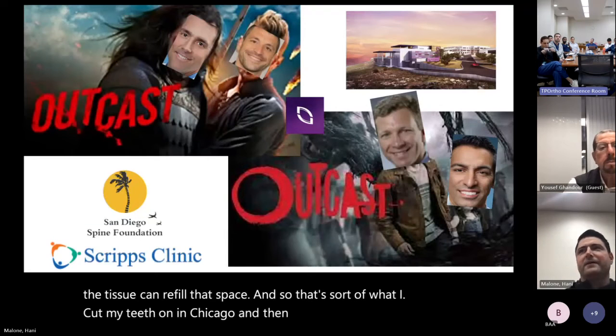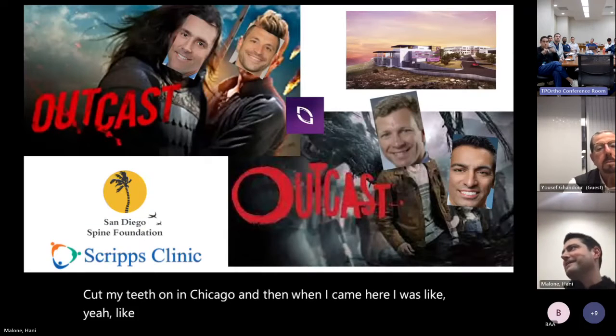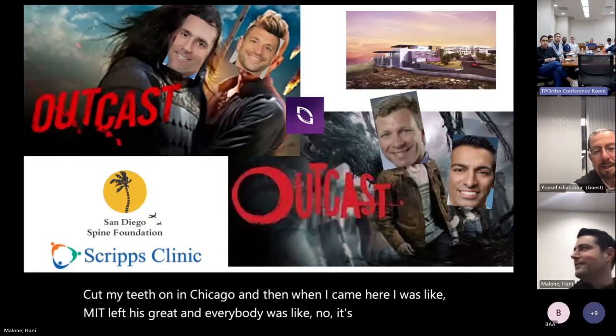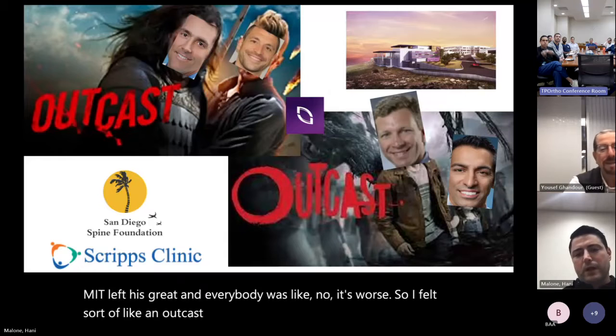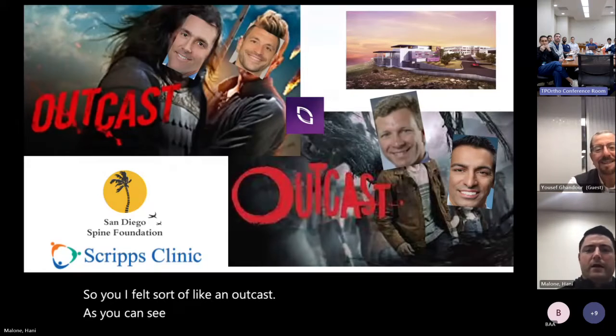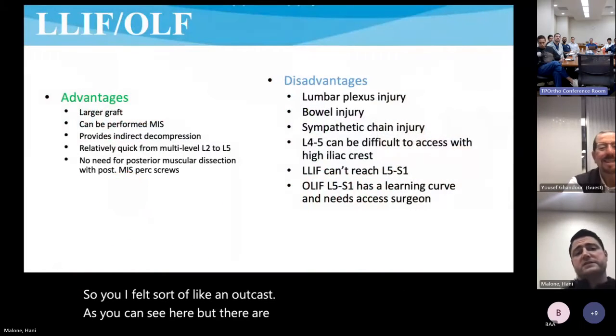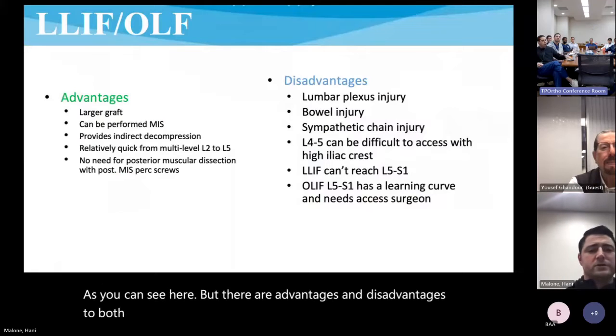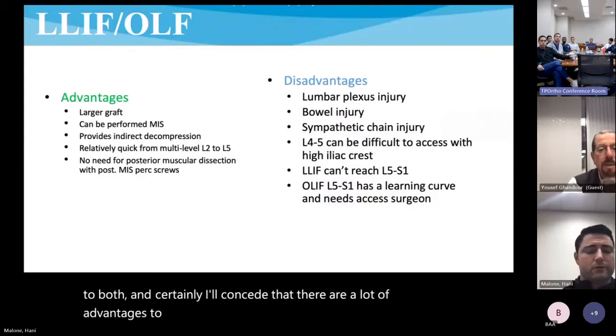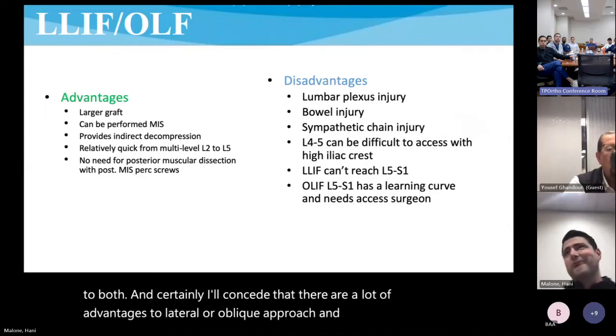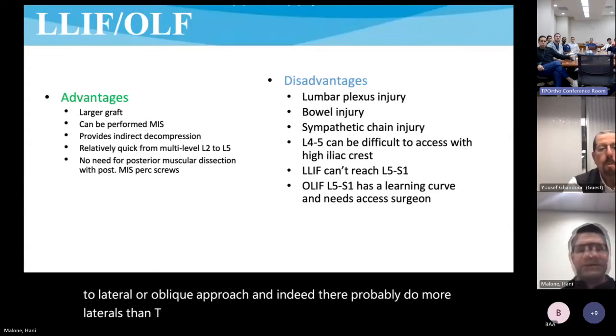And then when I came here, I was like, oh yeah, MIS TLIF is great. And everybody was like, no, it's the worst. So I felt sort of like an outcast, as you can see here. But there are advantages and disadvantages to both. And certainly I'll concede that there are a lot of advantages to a lateral or oblique approach. And indeed, I probably do more laterals than TLIFs now that I've been here for a couple of years.